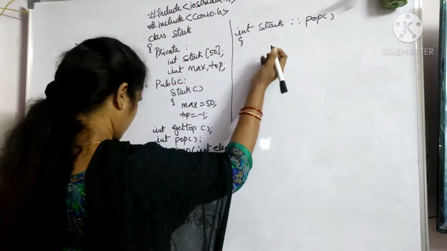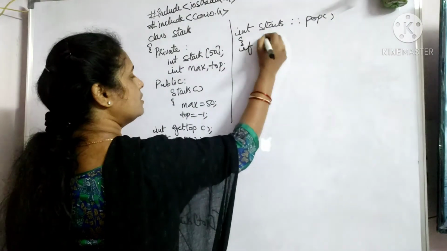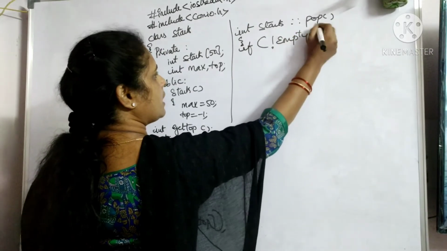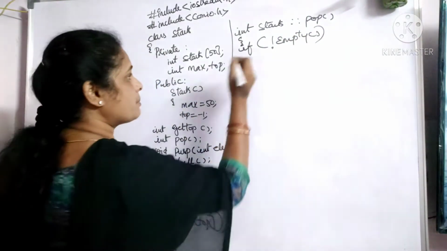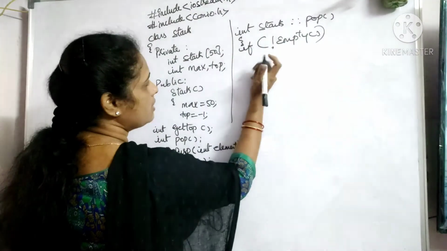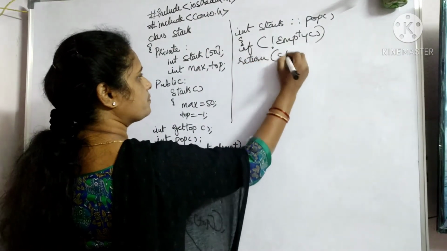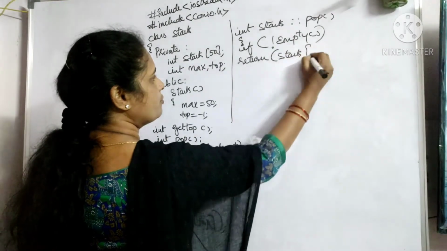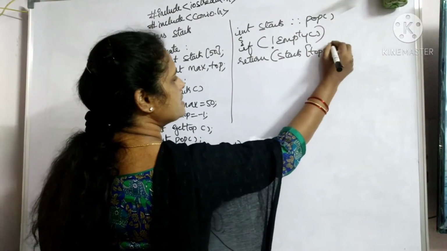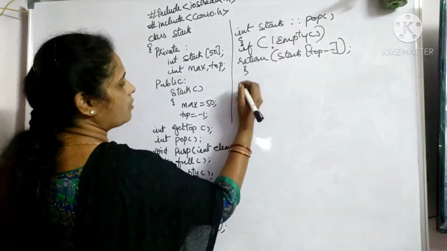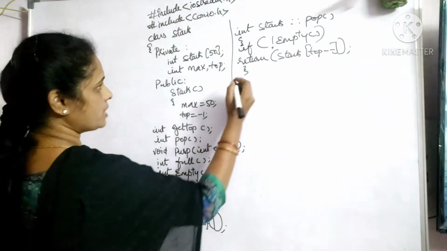So if not empty, then only you can delete something from it. Then if not empty, what should you do? Return stack of top minus minus. That's it. Okay.